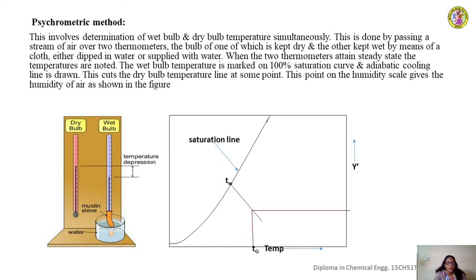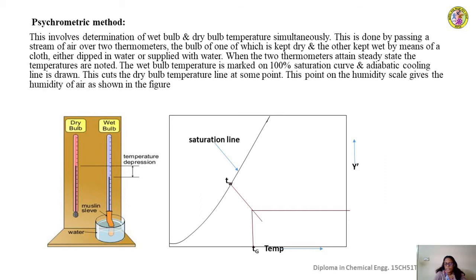So that reading of the wet bulb thermometer is taken as the wet bulb temperature, and the dry bulb thermometer indicates a constant reading that is taken as the dry bulb temperature. You can see in the diagram that the wet bulb temperature has a value lower than the dry bulb temperature, and the difference between these two values is called wet bulb temperature depression.